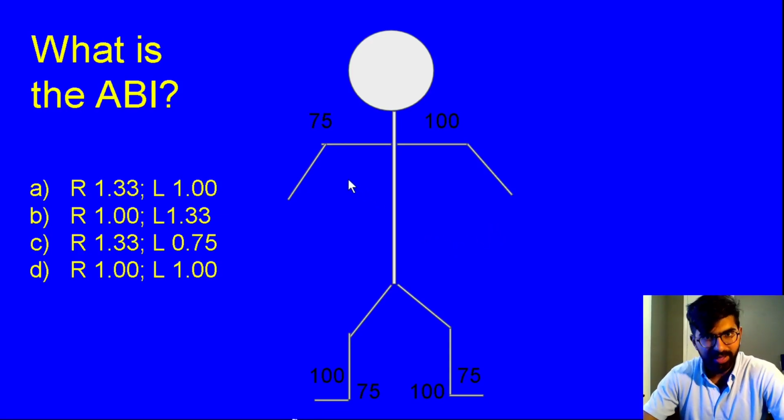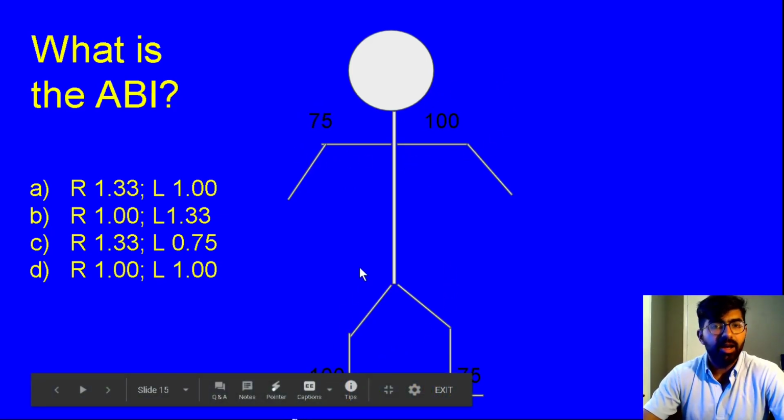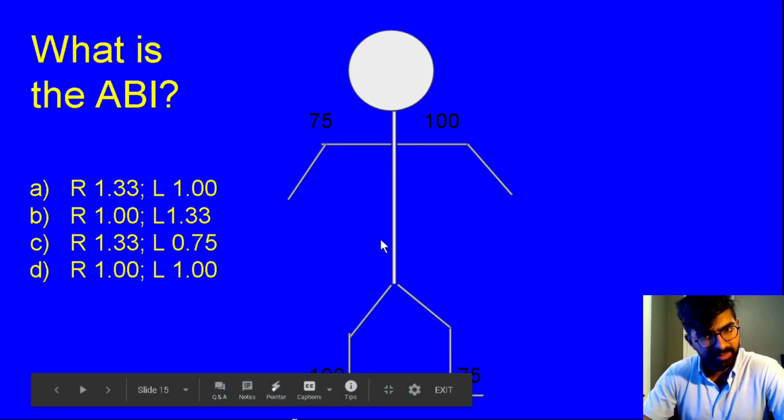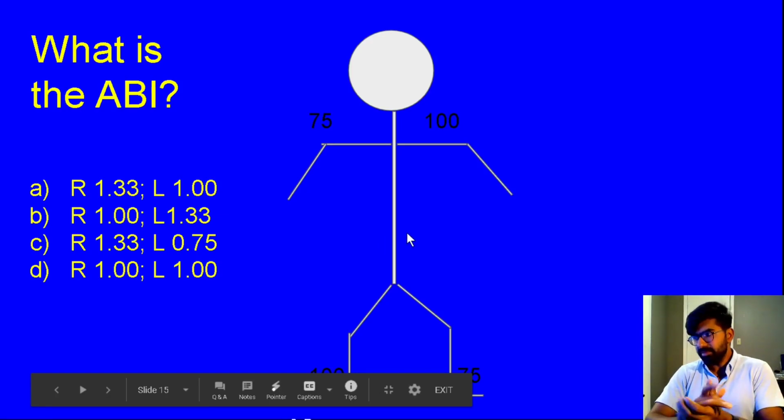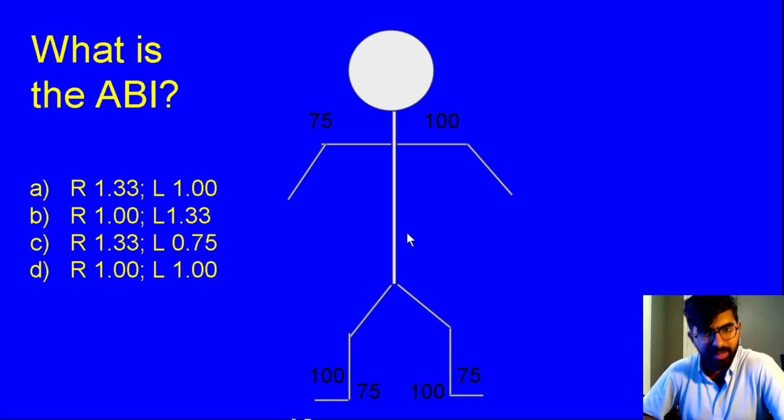Now, this individual has a blood pressure of 75 millimeters of mercury on the right arm, 100 on the left, 100 at the dorsalis pedis on the right, and 75 on the left. And at the posterior tibial, he's got 75 on the right and 100 on the left. So take a second to think about it.